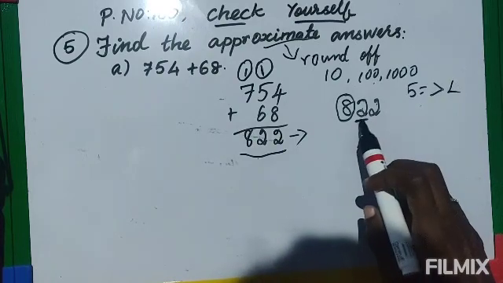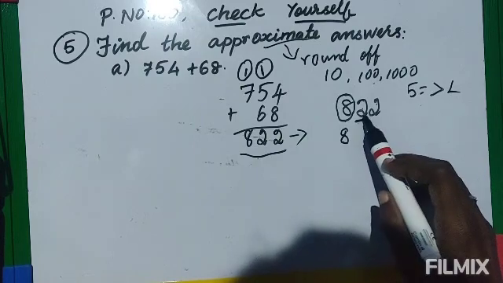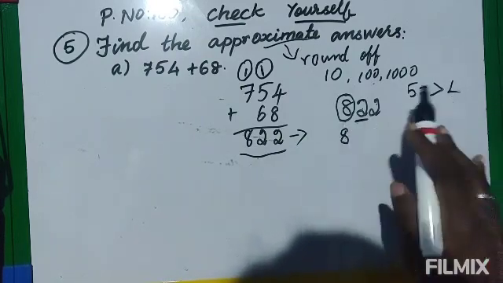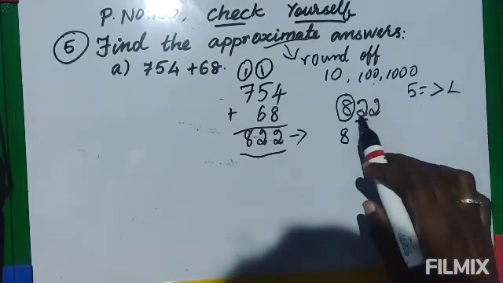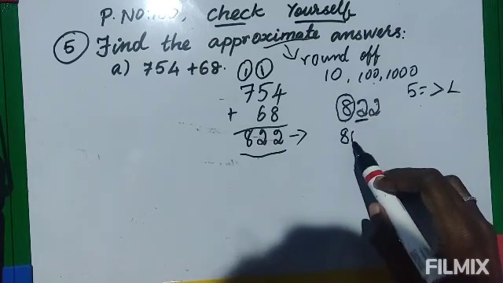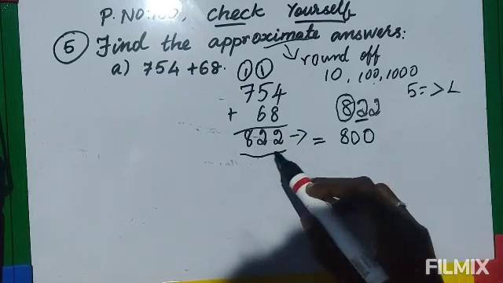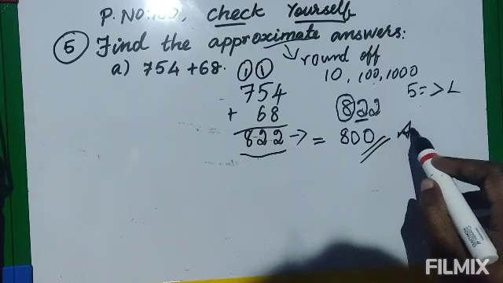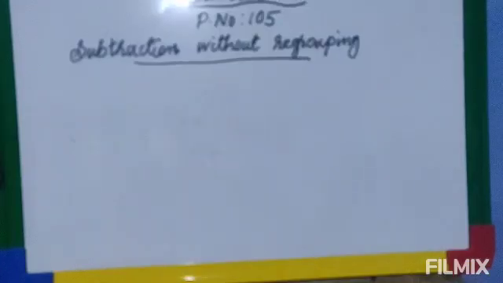If it is smaller than 5, then we don't make any change here, we write it as it is. Then all the remaining right side digits will become 0. Here on the right side there are 2 digits, so those 2 digits will become 0. So if you approximate 822, you get the answer 800. This is the answer. This is the way you have to do the other sums. Without forgetting, do it. Now let's go to the lesson.